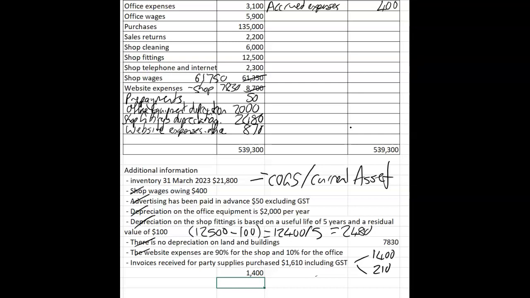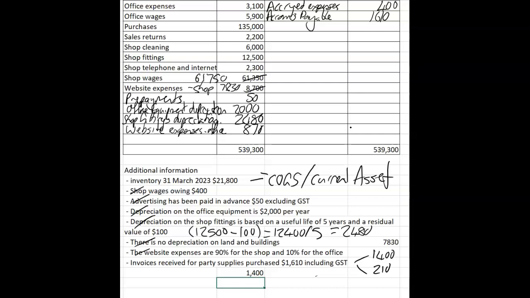So party supplies purchased. So is this going to be accounts receivable where we're going to get the money, or accounts payable where we're going to pay the money? Great. What side does that go on? All right, write it in. So the full amount goes with the account. So they owe us 1,610. So we owe them for the purchases and the GST.